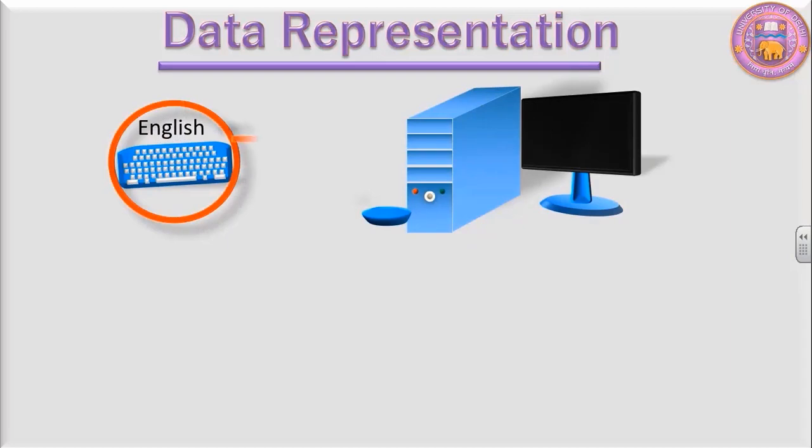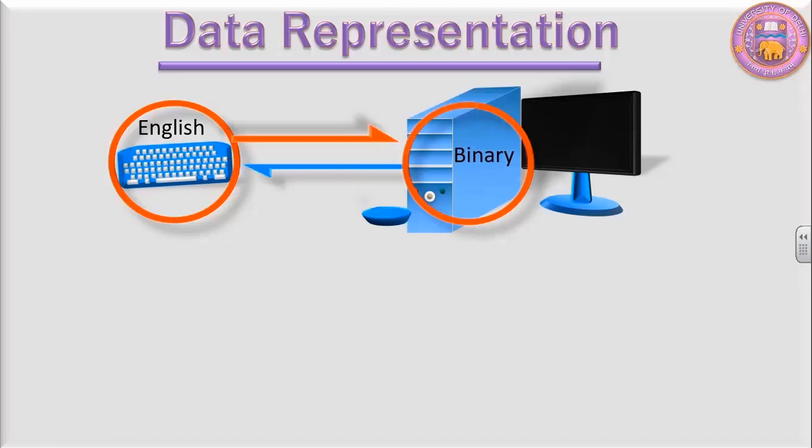Like we talk to computers in English language. Whatever instruction we intend to pass to the computers, that is in English language. But our computer does not understand English language. It understands binary language. We write in English and it is converted into binary. Computer processes it in binary and returns back the result in English language.